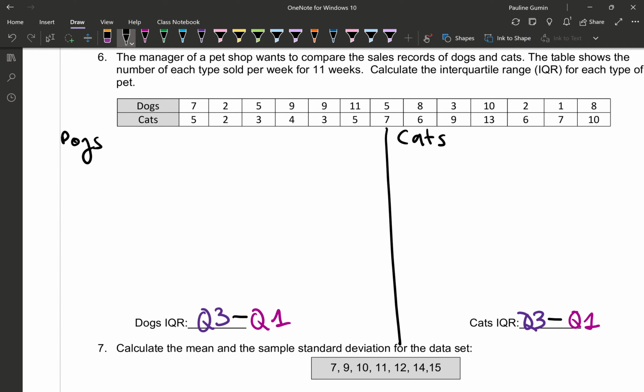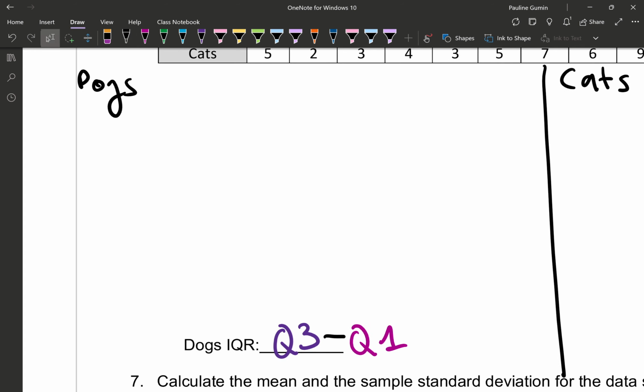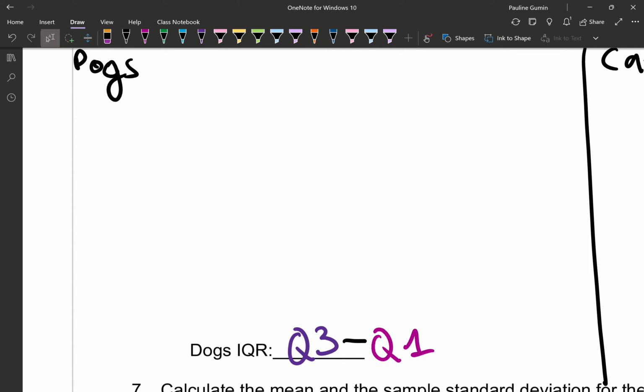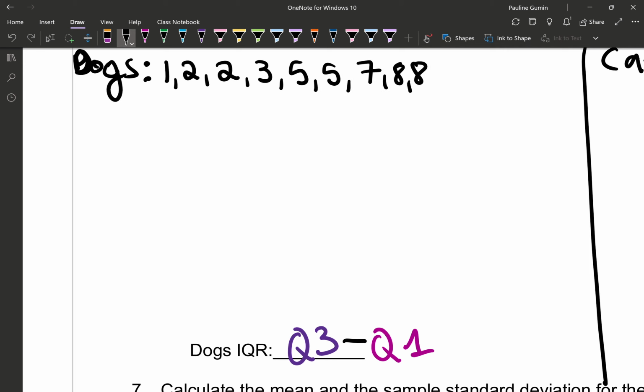Okay, so first and foremost, let's organize our numbers from smallest to largest. I have my paper version of the answer key, or I guess of the review, right here in front of me. That's why I'm able to zoom in. You should be able to do this just looking at your paper. We'll start with the smallest number for dogs, which is 1, then 2. There's 2 2s. Make sure to write them down both. 3, 5, 5, 7, 8, 8, 9, 9, 10, 11.